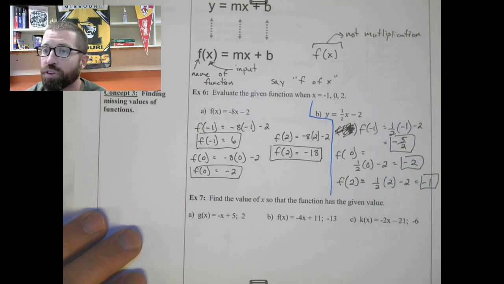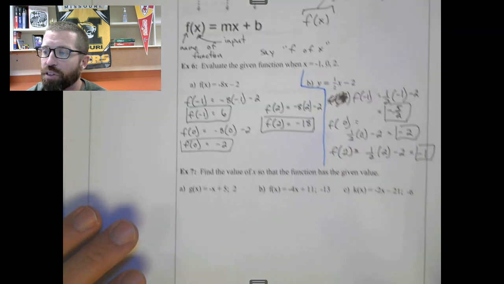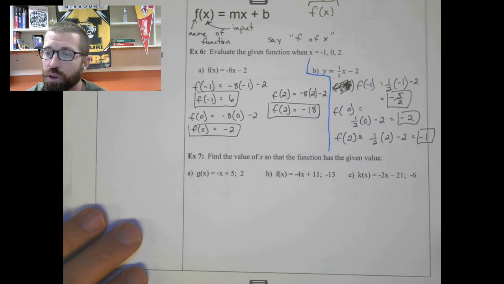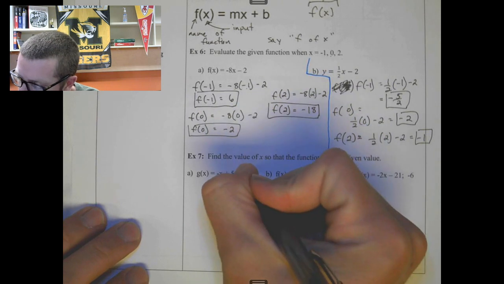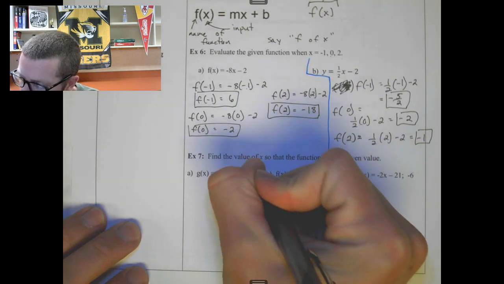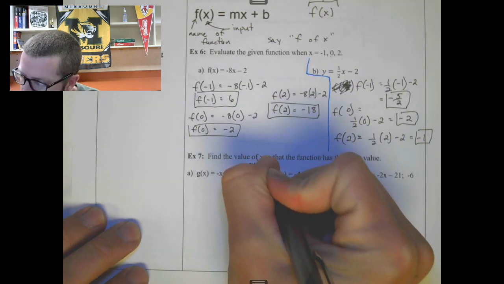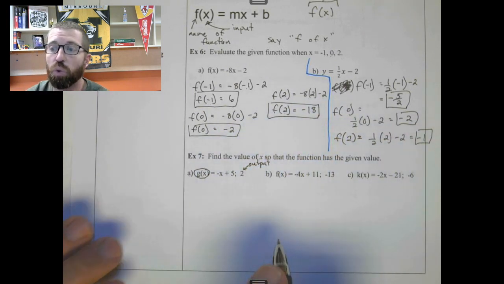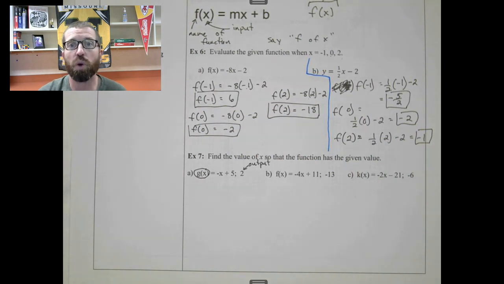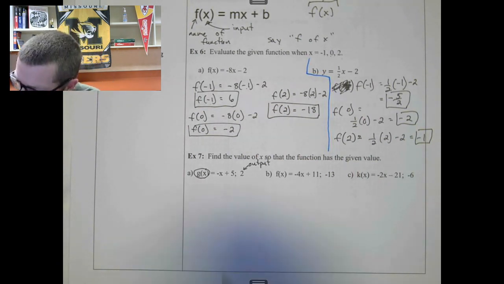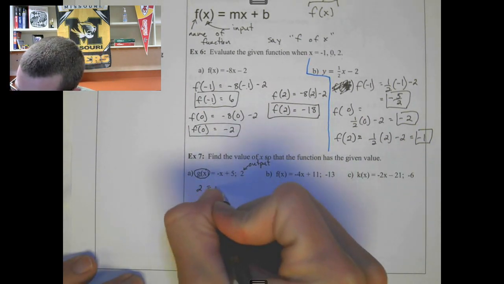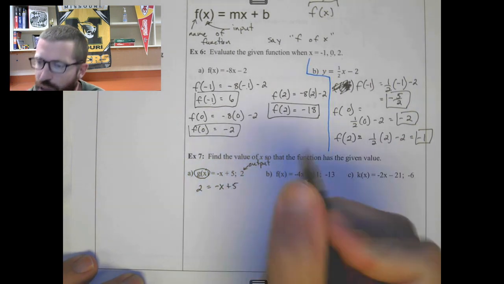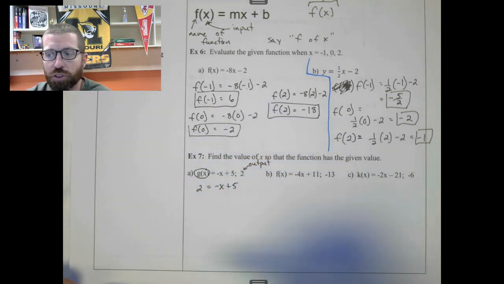Okay, now on this next part, it says find the value of x so that the function has the given value. So this is the output. For these, we're going to take out our g of x, or if you want to think about it as taking out your y value, that will work. So this is 2 is equal to -x plus 5.